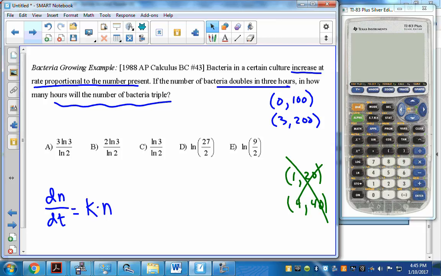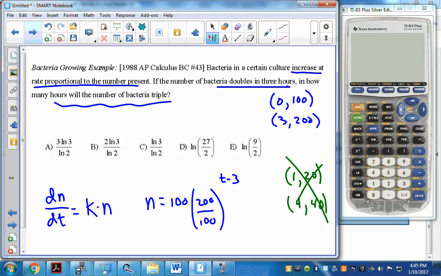Okay, so here's our equation. We have n is going to be the initial amount, 100. The ratio is going to be 200 over 100. And this is going to be t minus 3. And again, the more you do these, things will go reasonably well. You might want to double check the first couple of times.